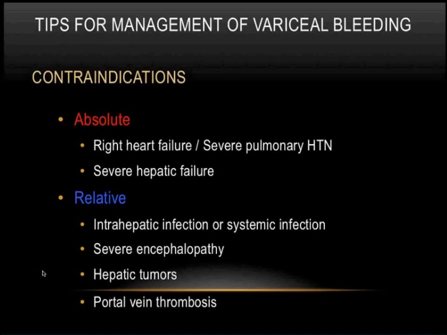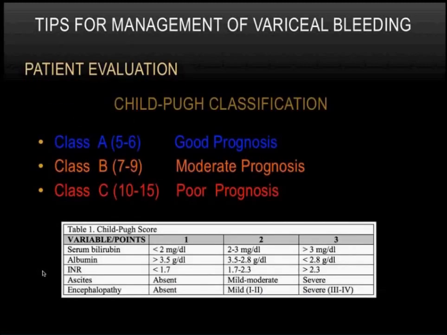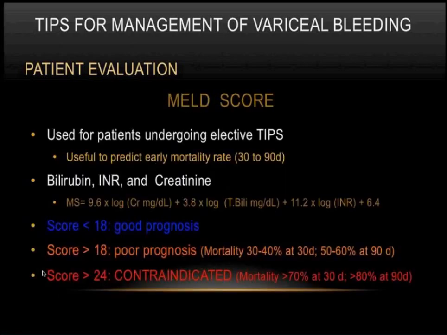So again, mortality scores: the higher the Child-Pugh class, of course, the poorer the prognosis. The MELD score, of course, is the main score that we use. So again, 18 is the number to remember. More than 18, you kind of think about it. Less than 18, go ahead and do it. So here is the mortality rate: 70% at 30 days. And if it's more than 24, you're not going to do it.